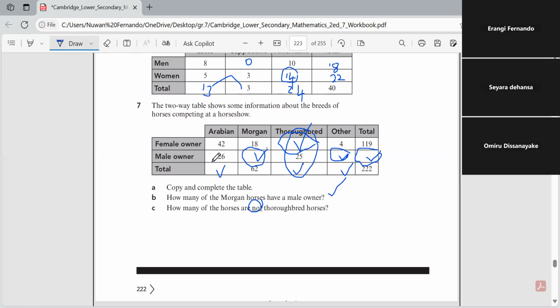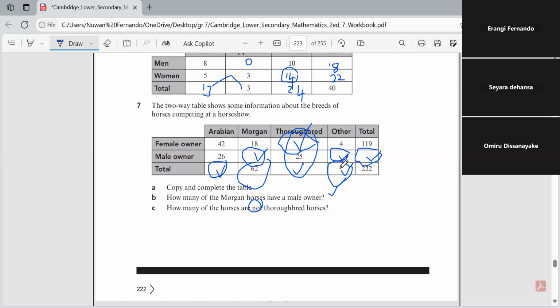So you need to get the total of this. Arabian, Morgan, and other. What is the total? So when you take the total of 68, 62, and 12. Yeah, this is the total. Give the answer. 200. 235. No, so Arabian total, Morgan total, and other total.